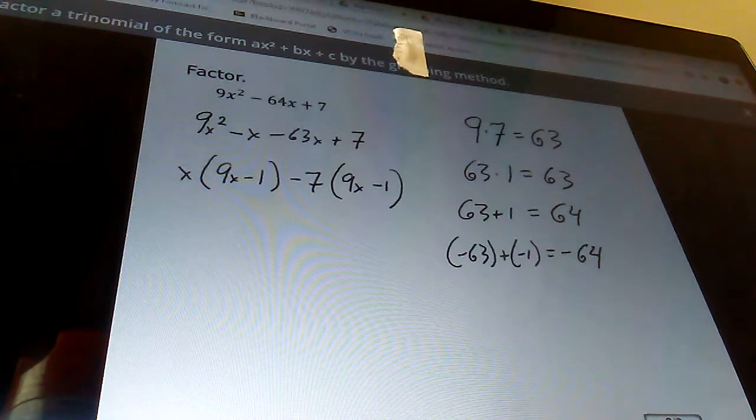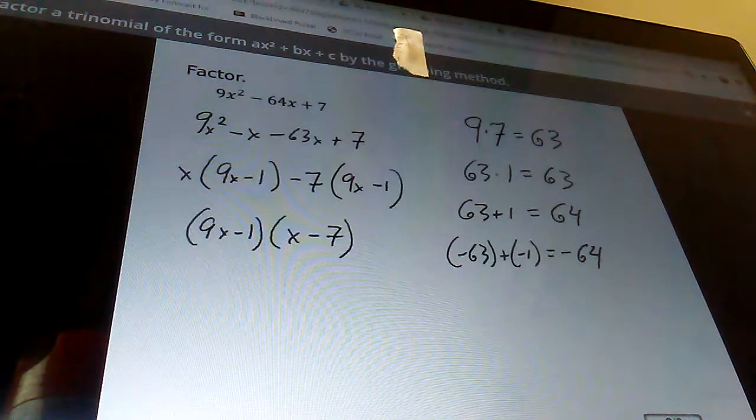Now factor out the common factor 9x minus 1 to get 9x minus 1 times x minus 7. The polynomial is now completely factored.